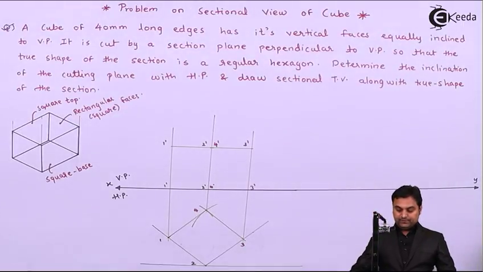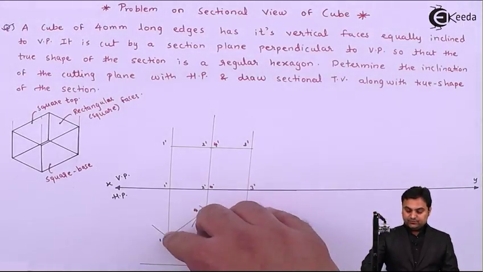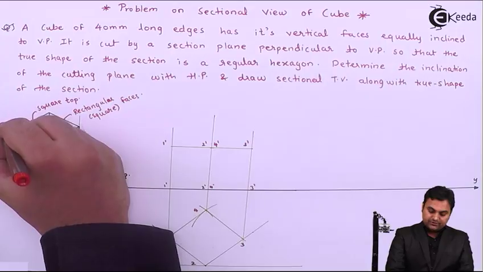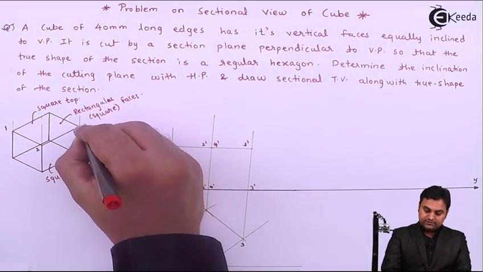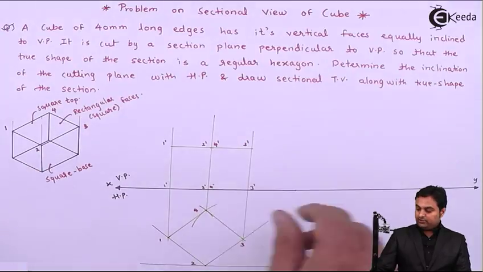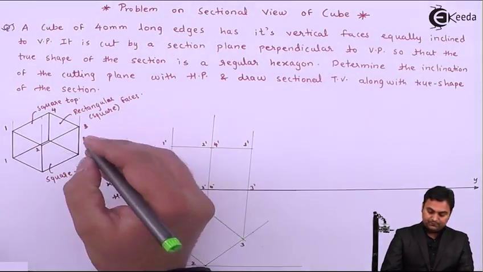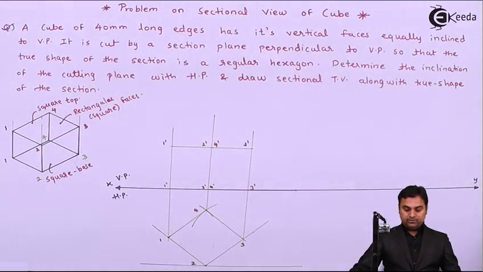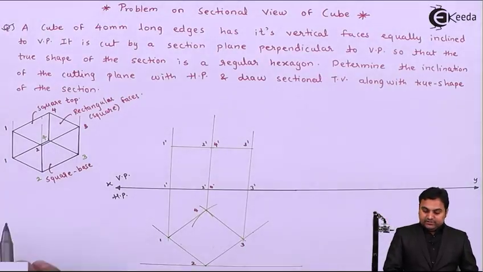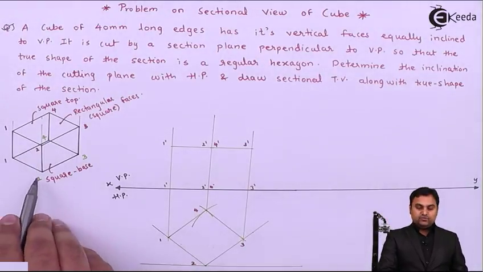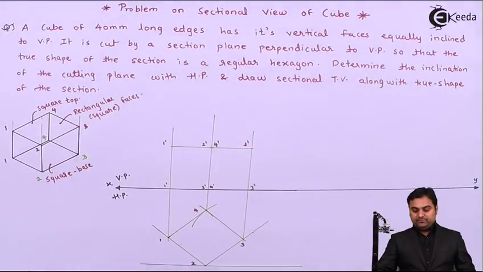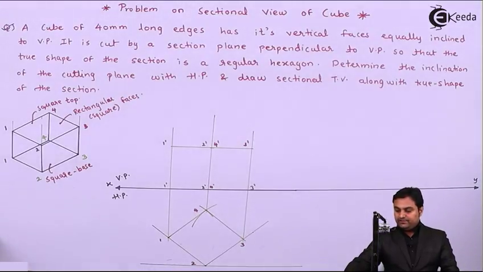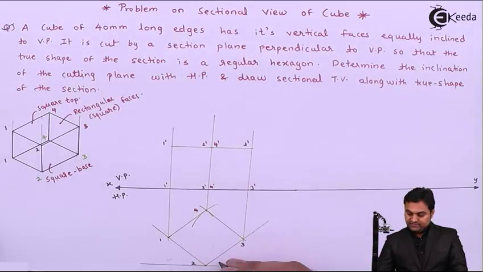Now the condition is about the vertical faces. I can say that this is vertical face 1 2 and this is vertical face 2 3, naming them here. So this is 1, here we have 2, this is 3 and 4. Similarly at the bottom we have 1, then here we have 2, 3 and 4. So the edge 1 2 and the edge 1 2 at the bottom form a face. Similarly edge 2 3 forms a face. Both these faces are equally inclined to VP, which is seen in HP.